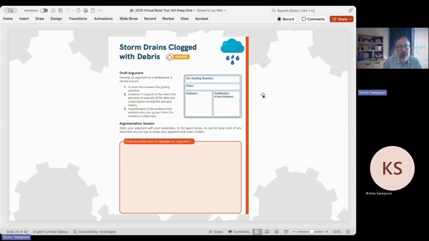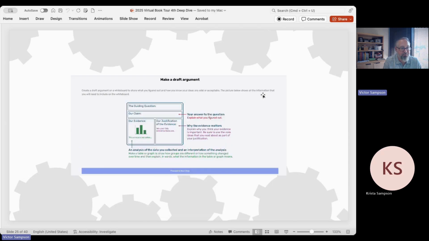After they're done making their arguments, we have them share those with each other and give each other feedback. There's a space on their handout that they can use to write down ideas of ways to improve. Once they get back to their groups, they revise their argument and finalize it. At this point, they should have a pretty solid understanding of the answer to the guiding question.